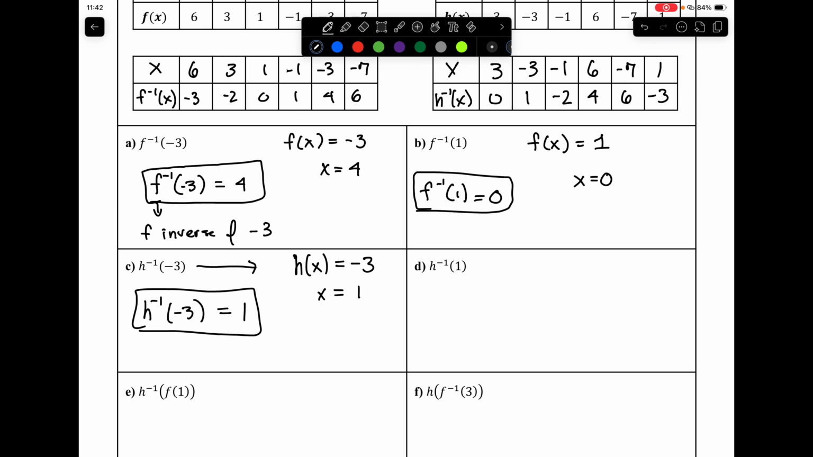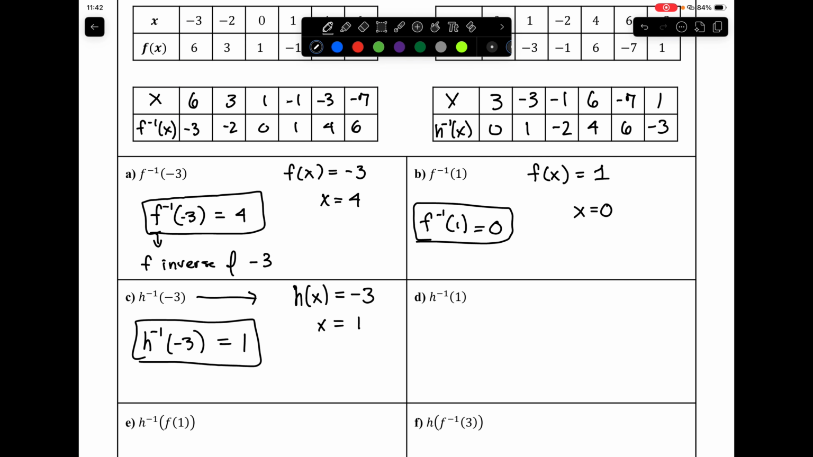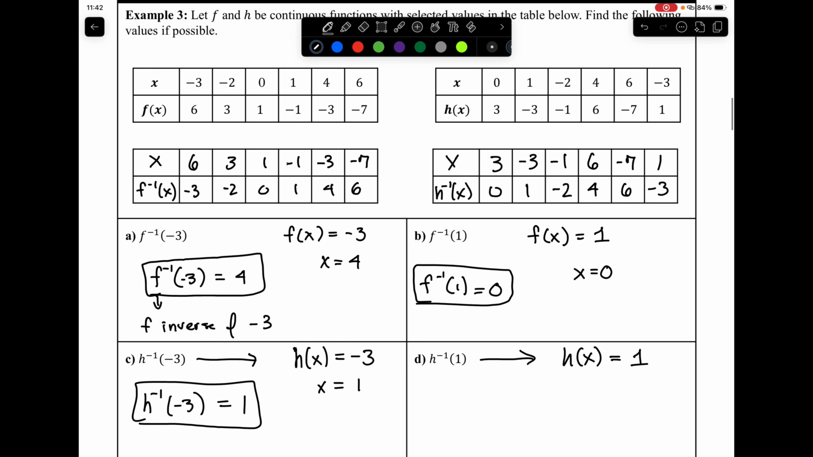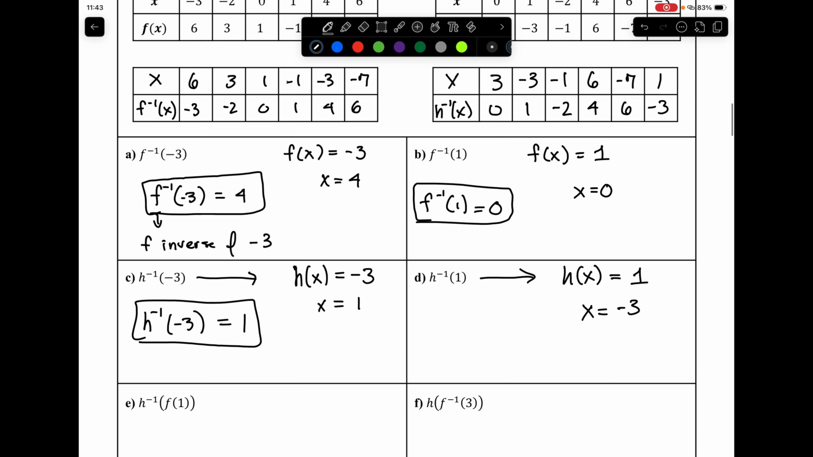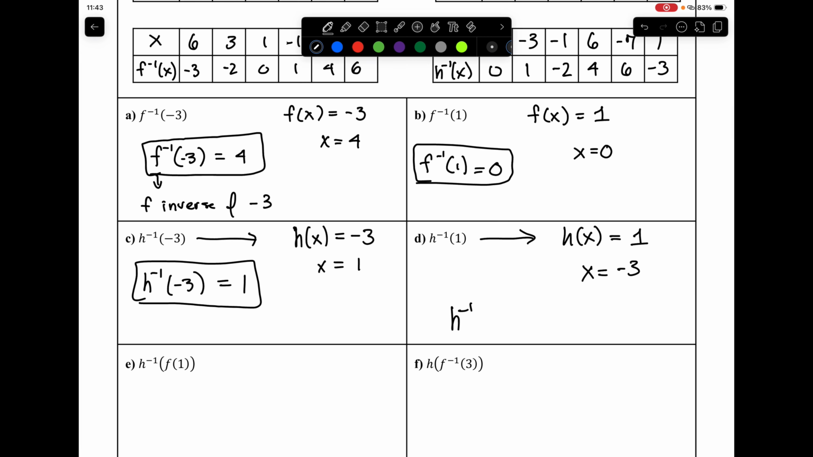Similarly, we can do the same thing here. Here, we're just looking for the input value at 1. Since we already have the table there, let me just ignore this. h of x equals 1 when the input value is -3. So here, x would have to equal -3 to solve this equation. That means h inverse of 1 equals -3. So there is your solution.